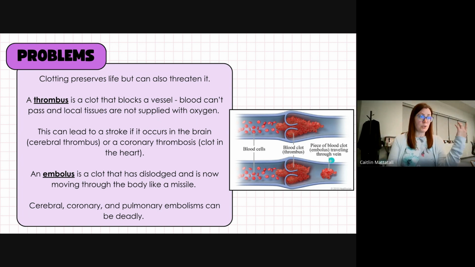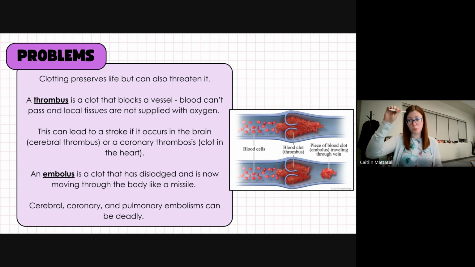There are times too where a piece of the thrombus can break off, which is terrifying because it will travel to your heart usually, and then your heart will pump it to somewhere in your body. And where that clot lodges is going to cause different issues depending on where it ends up.